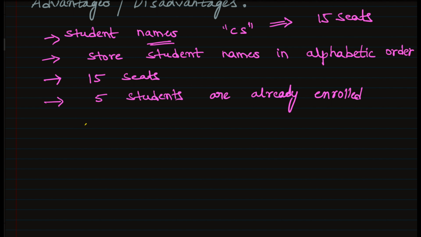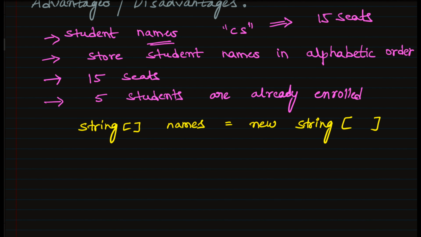So how do we define an array? First we have to write the data type. For student name, string is the data type, and we want to store multiple values, which is an array, and we want to give the variable name, which is names, equal to new String with the size of the array, which is 15, because the total students which we are assuming is 15. And 5 students are already enrolled. So first we will store the values of 5 students. So names[0] equal to Alex.